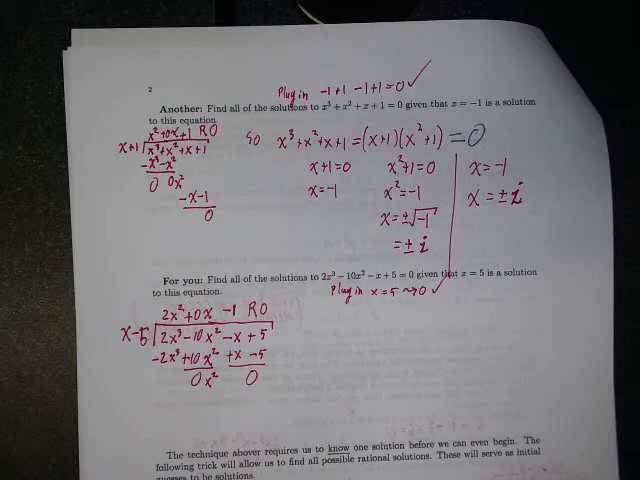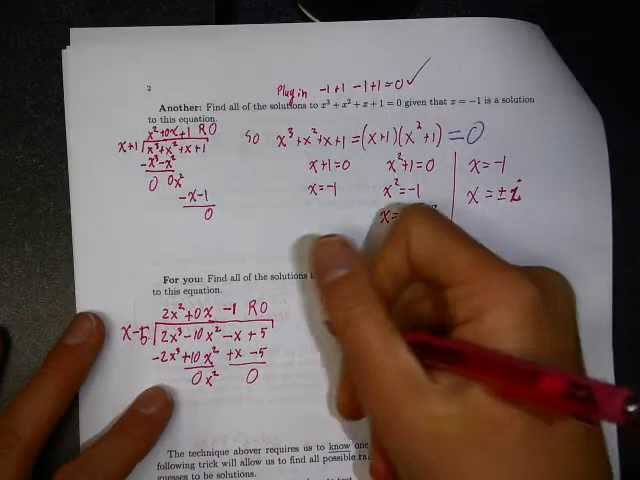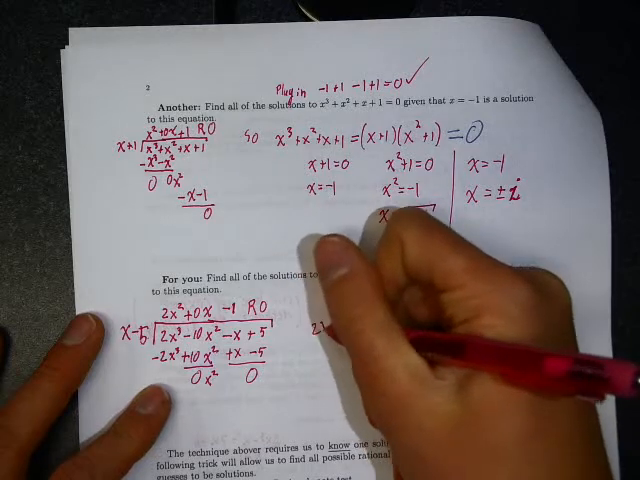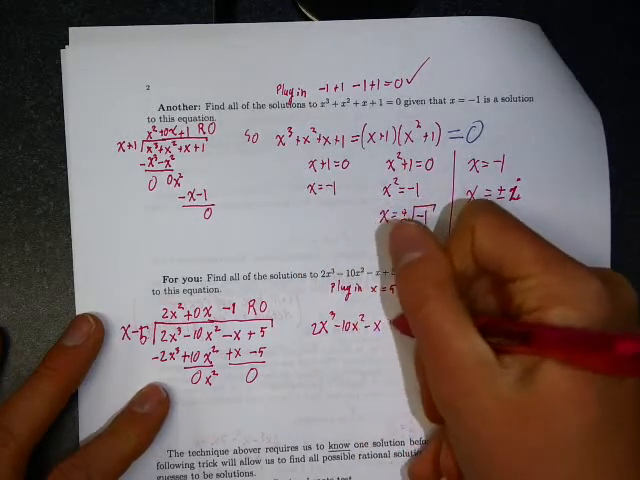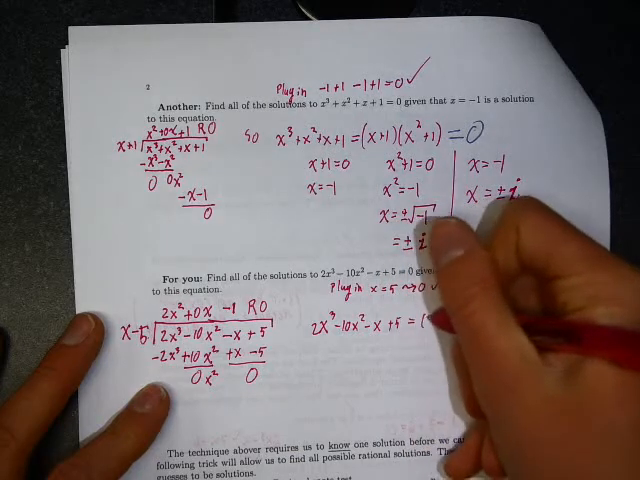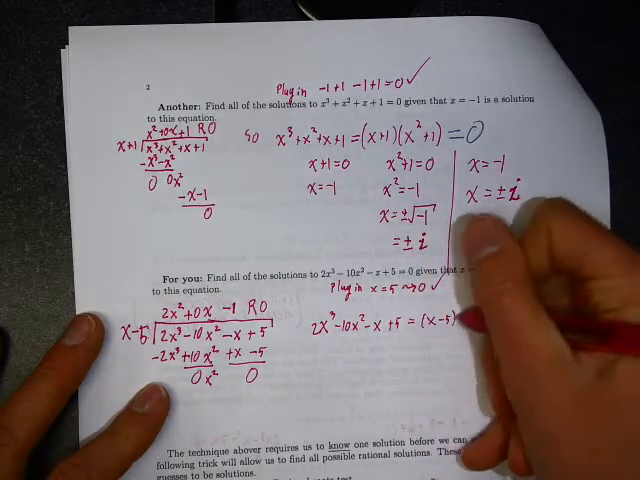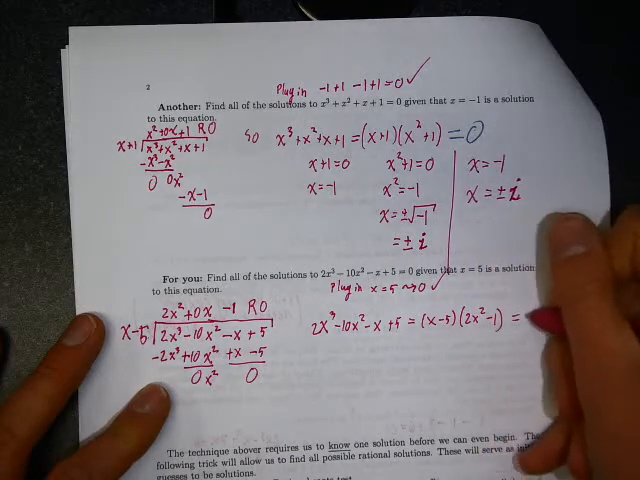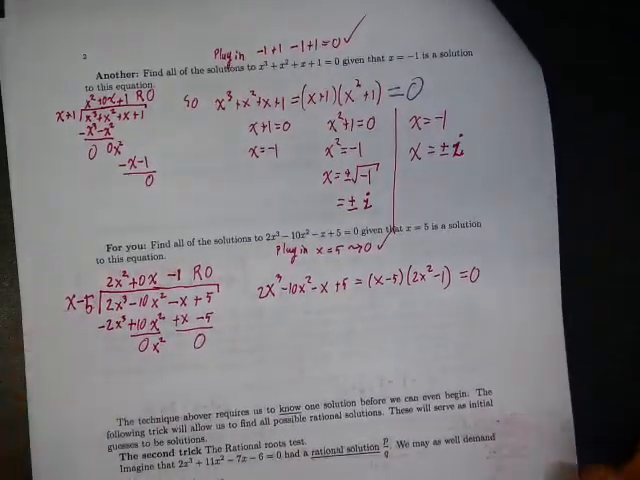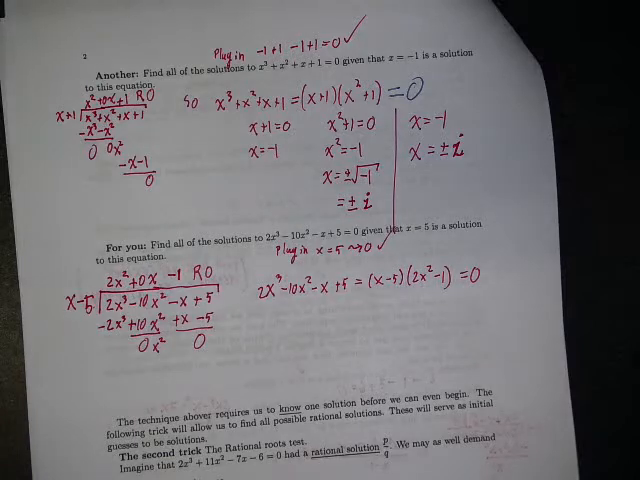Nice. So that means that we factored the thing that we want to solve. The actual thing that we wanted, 2x cubed minus 10x squared minus x plus 5, is the same thing as x minus 5 times 2x squared minus 1. And we want to set that equal to 0 and solve. So now we can just read off the solutions.